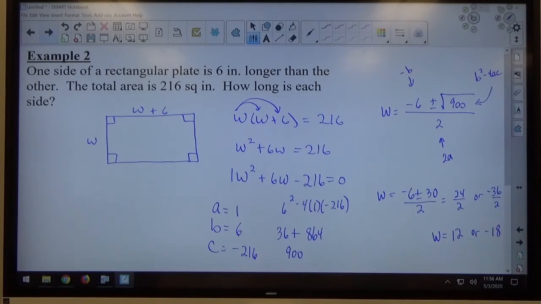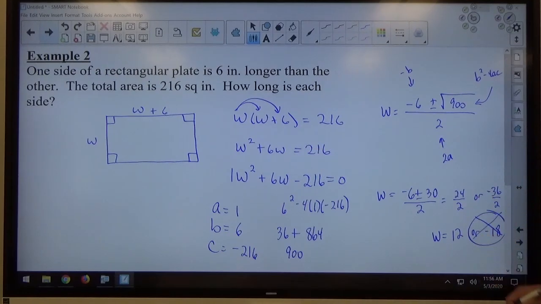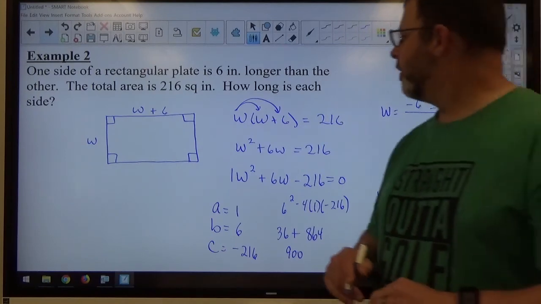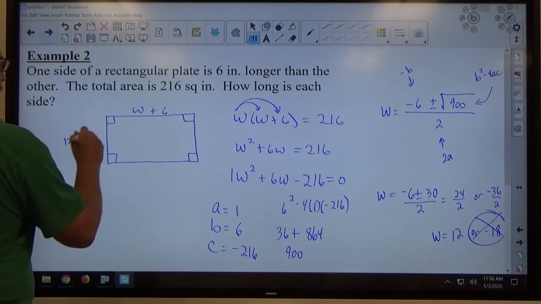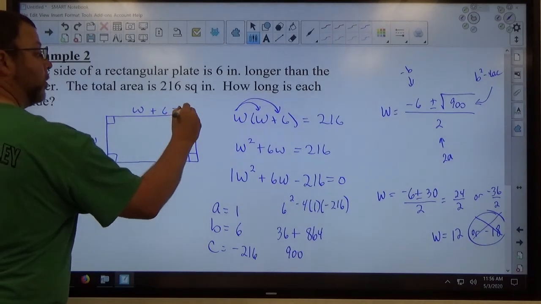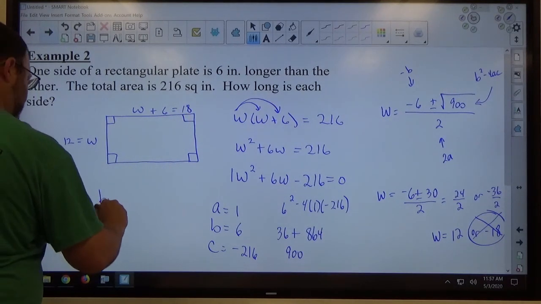Once again, W represents the length of a side in a rectangle. Lengths of sides should be positive. So even though negative 18 is a solution to this quadratic equation we created, this is not useful for the sake of the problem we're working. So W equals 12 is the only answer that makes sense. How long is each side? So W is equal to 12. W plus 6 is equal to 12 plus 6, which is 18. So it's a 12-inch by 18-inch rectangle.